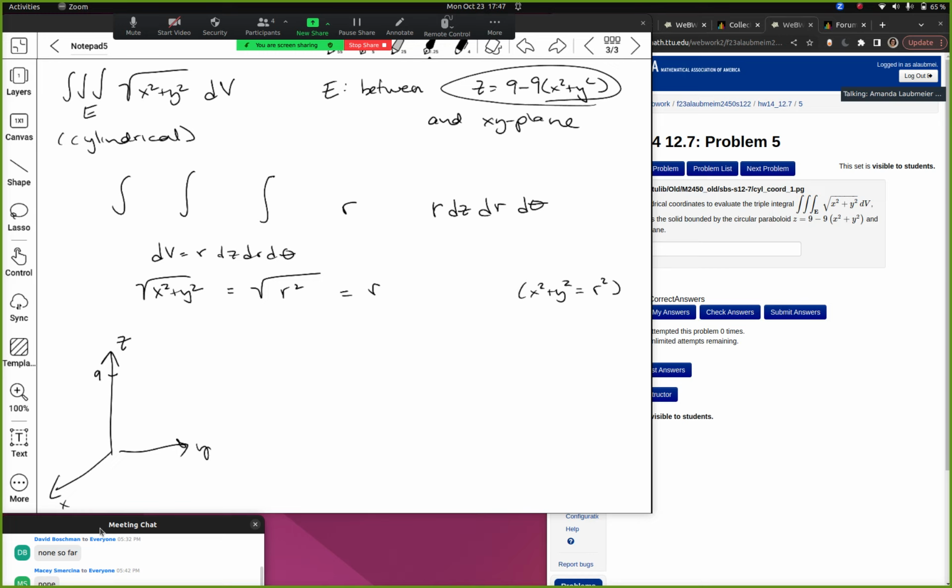And then there's exactly one point where x and y are 0 and z is 9. Kind of going the opposite way, if I wanted to be down here in the xy plane, that would be when z is 0. And it's equal to 9 minus 9 times x squared minus y squared, or 9 times x squared plus y squared is equal to 9, or just x squared plus y squared is equal to 1. So if I'm down here where z equals 0, the shape of my surface is a circle with radius 1.